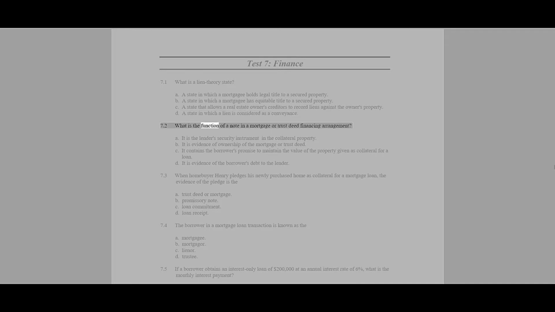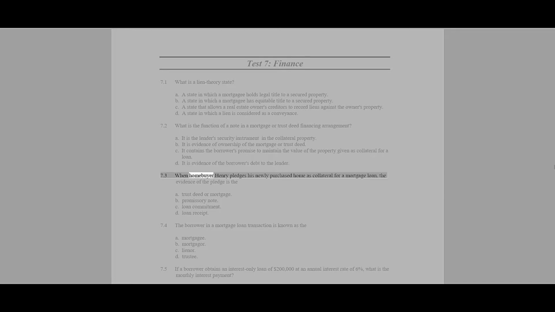7.2 What is the function of a note in a mortgage or trust deed financing arrangement? A. It is the lender's security instrument in the collateral property. B. It is evidence of ownership of the mortgage or trust deed. C. It contains the borrower's promise to maintain the value of the property given as collateral for a loan. D. It is evidence of the borrower's debt to the lender.